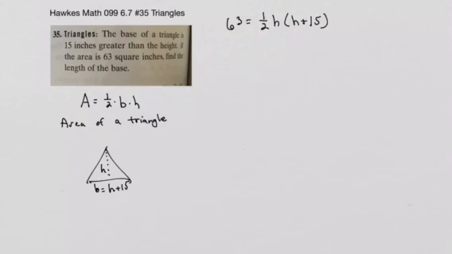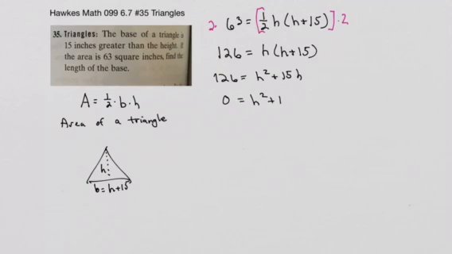This will be a nicer problem if you just multiply both sides by 2, and then you don't have to have that fraction in there. So 2 times 63 is 126. 2 times 1/2, the 2 and the 1/2 multiply to 1. We're left with h times h plus 15. So 126 equals h squared plus 15h, or 0 is h squared plus 15h minus 126.